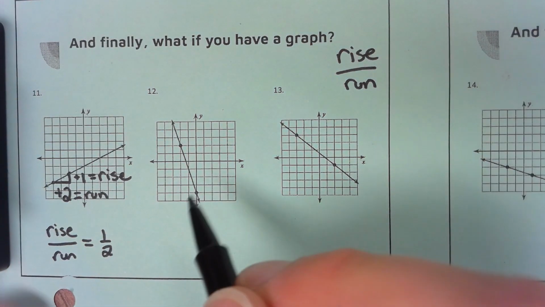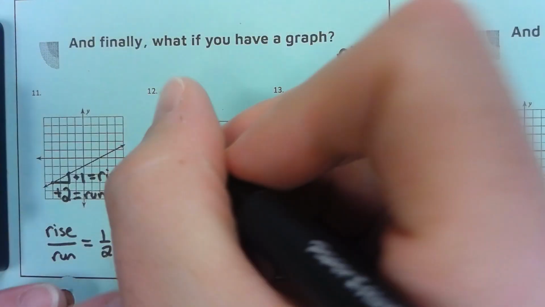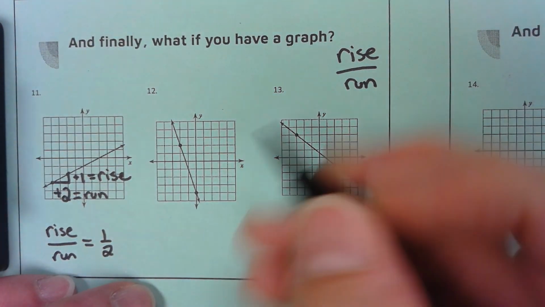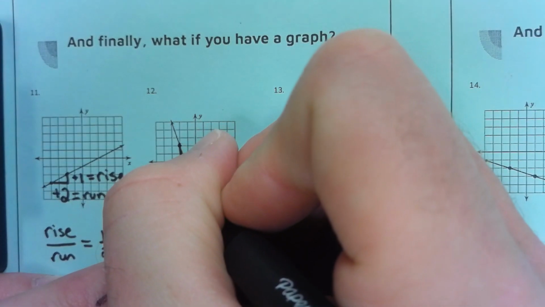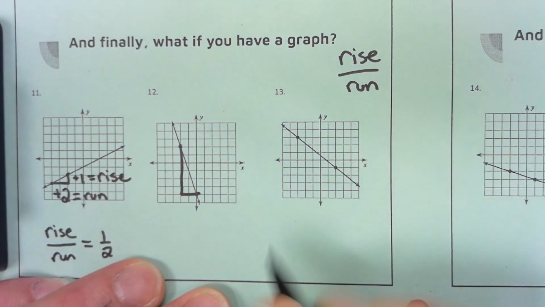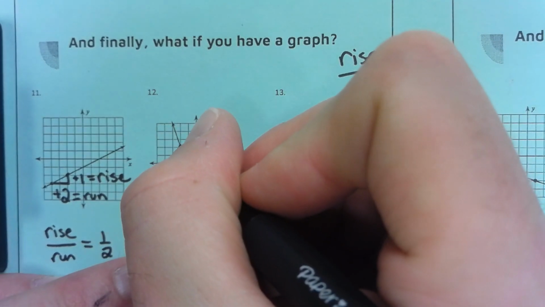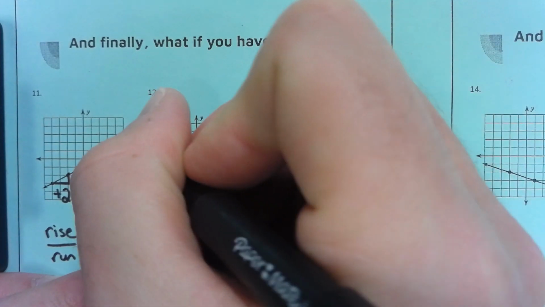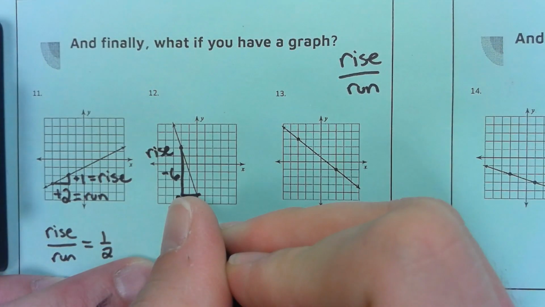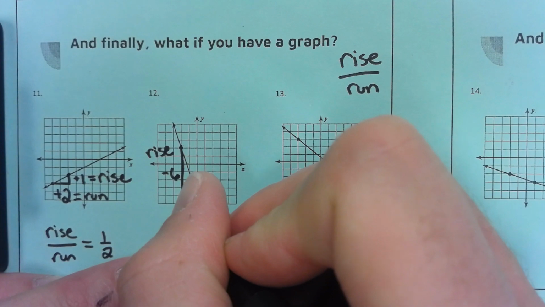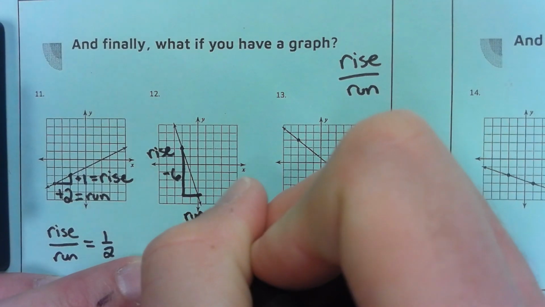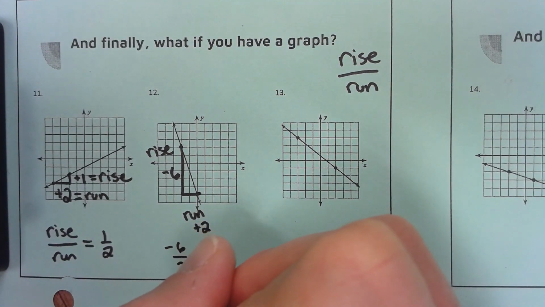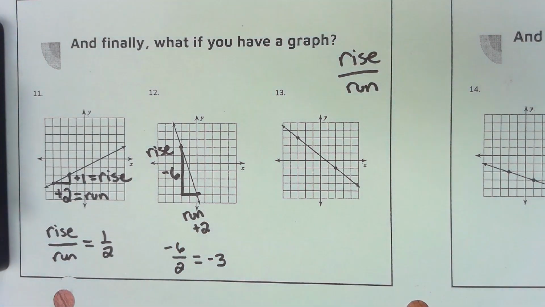This next one, I'm just going to show you that it does not matter where you start. So if you start at the top point and go to the bottom, it's all the same. Okay, so if I go down and then to the right, now my rise, I'm going down 1, 2, 3, 4, 5, 6. So negative 6 is that rise. And I'm running to the right by 2. So the run is positive 2. And thus our slope, negative 6 divided by 2, is negative 3.